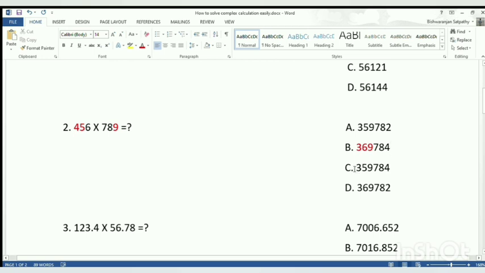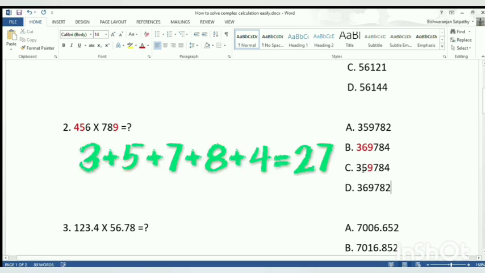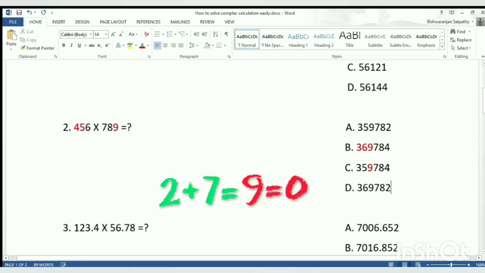So let's check it out. Here 9 will get eliminated. Okay, so 3 plus 5 is 8, 8 plus 7 is 15, 15 plus 8 is 23, 23 plus 4 is 27. So 2 plus 7 will be 9. So 9 will get eliminated and we will get 0. So this is our answer.